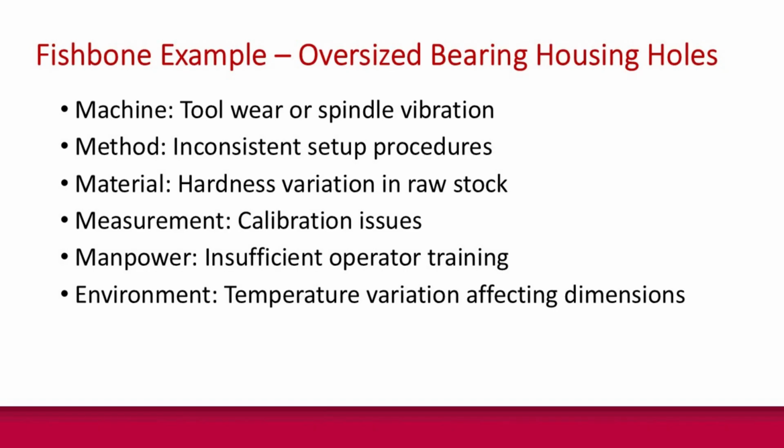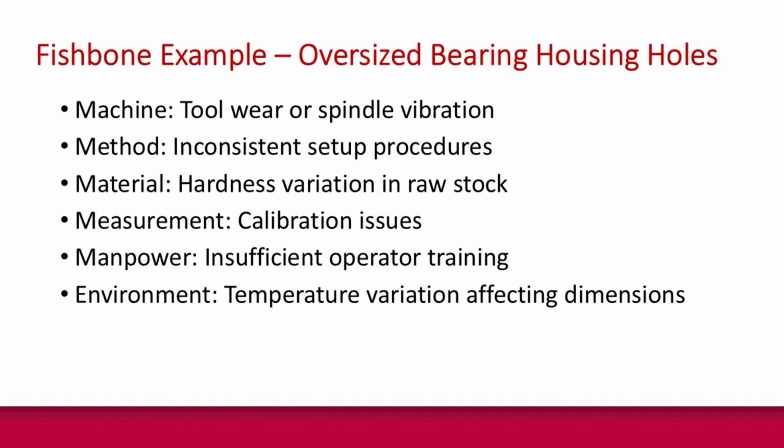One possible category is the machine itself. Tool wear or spindle vibration could cause the cutting operation to remove too much material, resulting in oversized holes. Another category is method. Inconsistent setup procedures may lead to improper alignment or incorrect machining parameters from one operator or shift to another. Material is another important category. Variations in the hardness of the raw stock material can affect cutting performance and dimensional accuracy during machining.